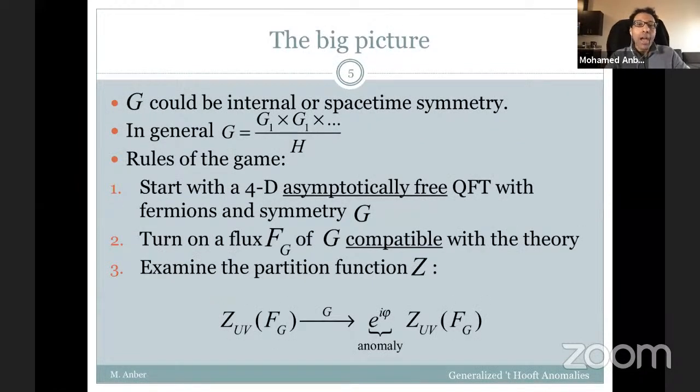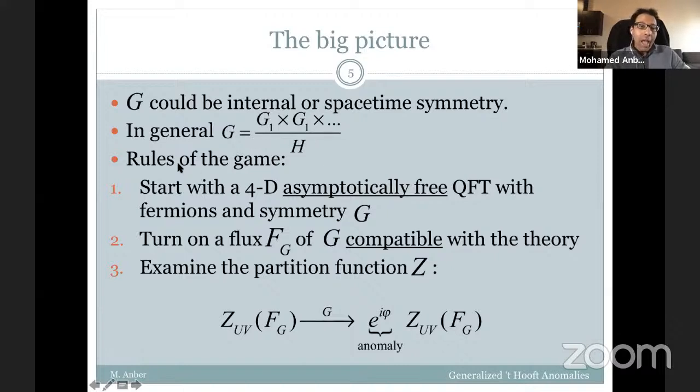So let me start with the big picture. I will consider a symmetry G, and this symmetry G in general could be internal or space-time symmetry. However, for the purpose of our talk today, I will concentrate only on internal symmetries. In general, I can write this G as G1 cross G2. Sorry, this should be subscript 2 cross etc. And I can mod by some discrete subgroup H, and this modding by discrete subgroup H is going to be extremely important for the purpose of the generalized 't Hooft anomalies.